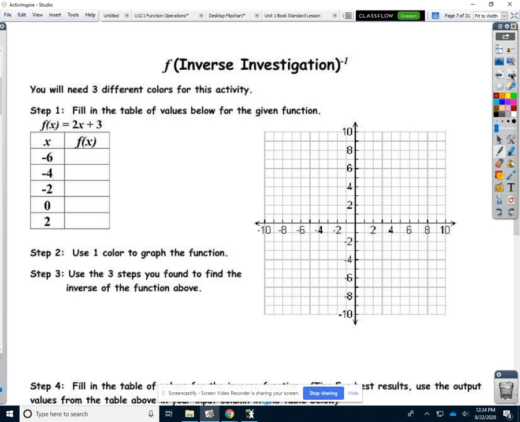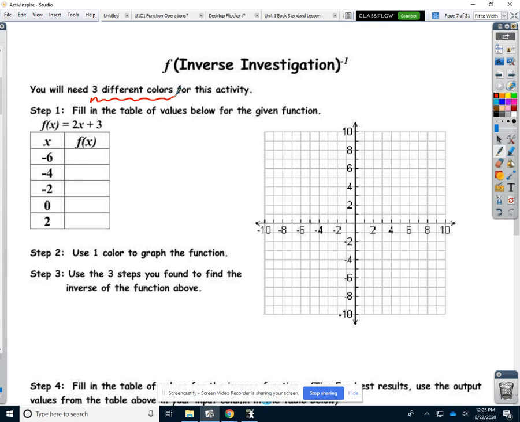From doing this activity in class, I do know that students tend to have a lot of questions, but you will be able to do this on your own. And then you can come back here and see how you did when you're done, or you could stay on here and I can kind of walk you through it. But you will definitely need 3 different colors for this activity. I'm going to get you started, and then you can hit pause.